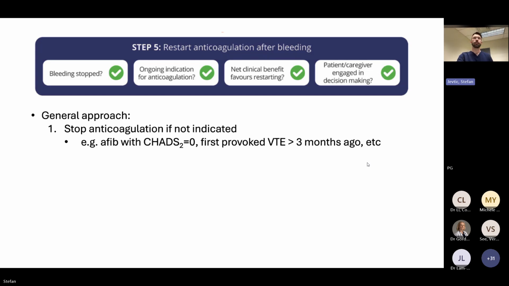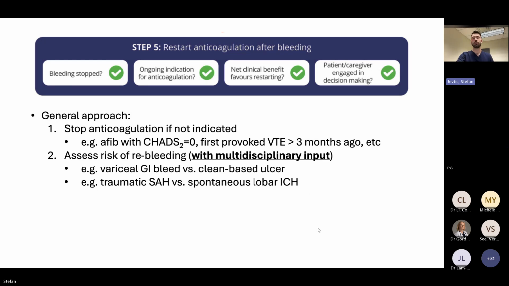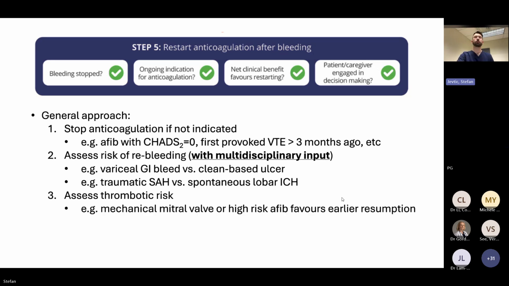And in general, I always like to think, so why do they need the anticoagulant? If it was for an AFib of CHAD 0 or a distant DVT that was likely provoked, we would just say to stop it and not risk the bleeding. And then always look, so was the bleeding because of a variceal bleed, or was it a clean-based lower risk ulcer? Was it traumatic or a spontaneous intracranial bleed? Those kind of factors come into play.